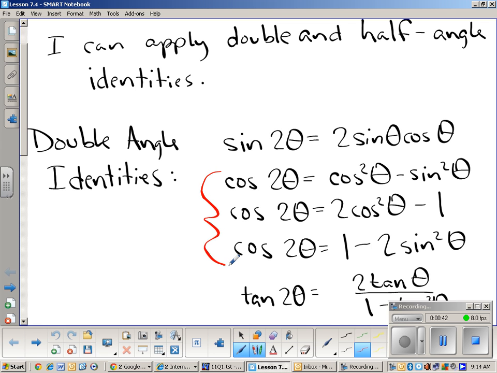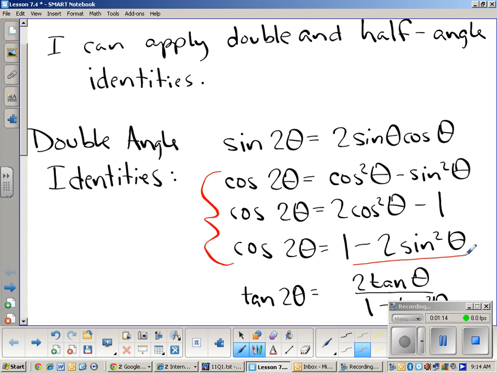These three are all cosine double angles. And people always are confused, why do we have three of them? Well, lucky for us, we get to look at the information they give us, and then we get to choose which one of these three would work best with that information. If the rest of the problem is talking about sine, then I might want to throw this one in there.